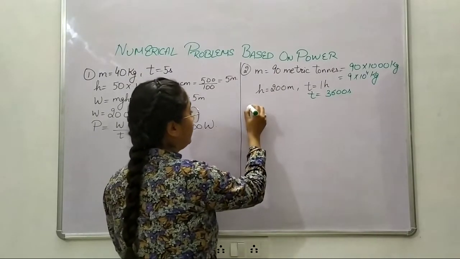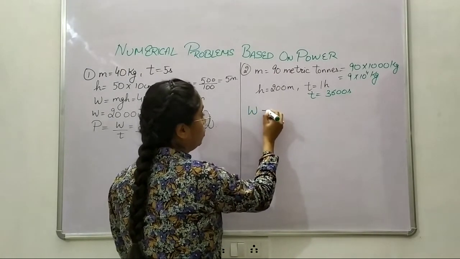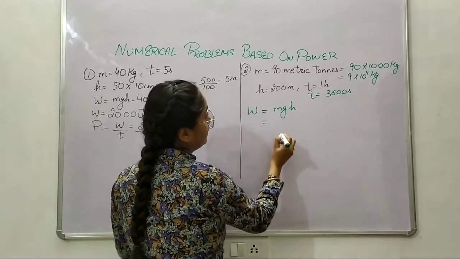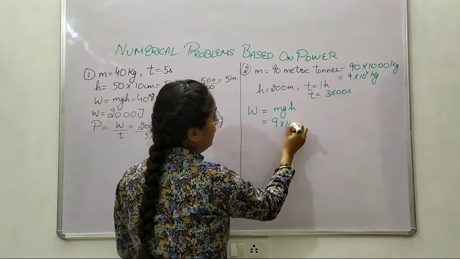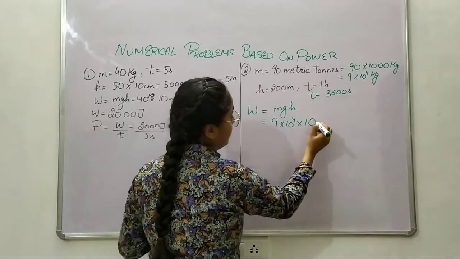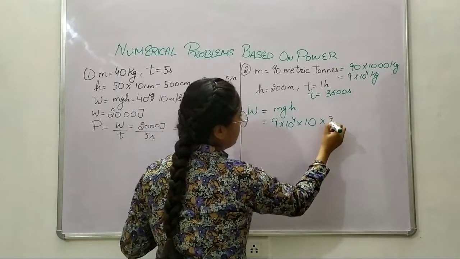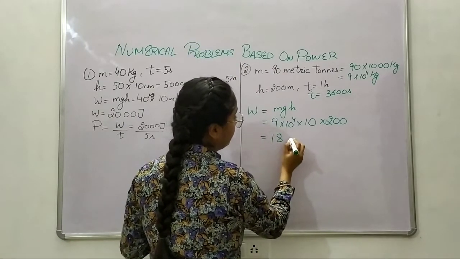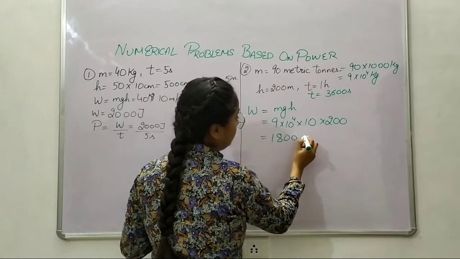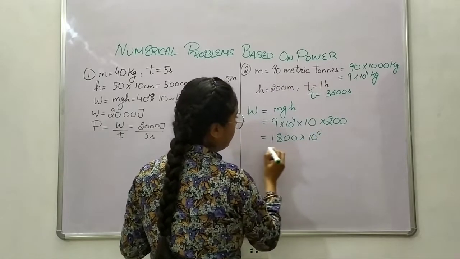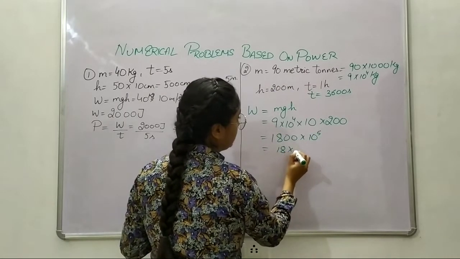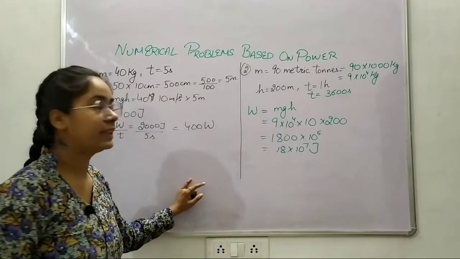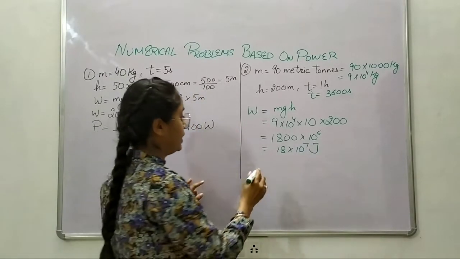Now work done by the engine to lift the coal is mgh. M here is 9 times 10 to the power 4, gravity acting is 10, times h is 200. So it is 1800 into 10 to the power 5. So we can say it is 18 times 10 to the power 7 joule. Okay. So we need to find the power of that engine.